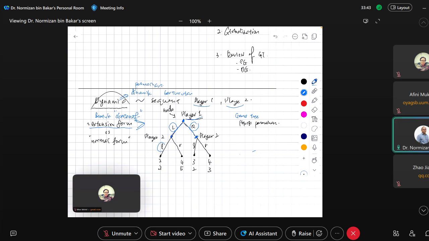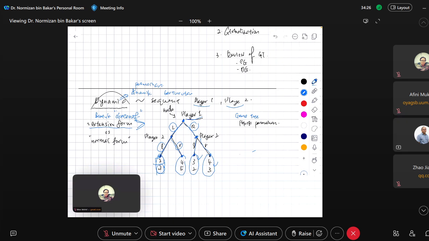Ini payoff dia. Selalunya yang atas ni untuk payoff pertama, yang bawah ni untuk payoff kedua. Kadang-kadang dia letak macam ni. Yang first tu untuk player pertama. Ini payoff yang akan dapat kalau dia pilih A apabila player pertama pilih L. Dan ini dia akan dapat jika player 2 pilih L, player pertama pilih A. Dan ini yang dia dapat jika player 2 pilih A dan player pertama pilih A.